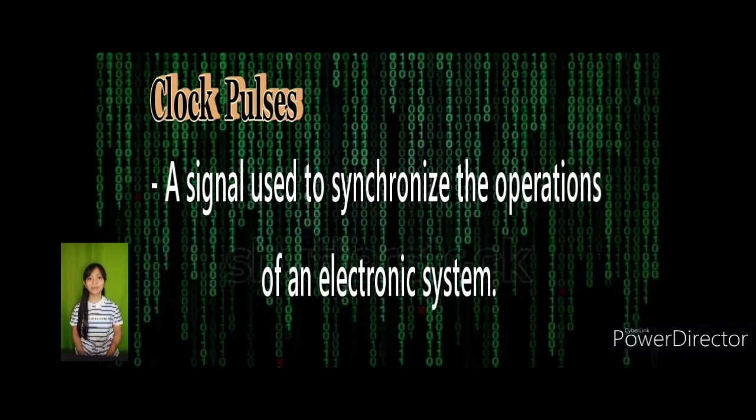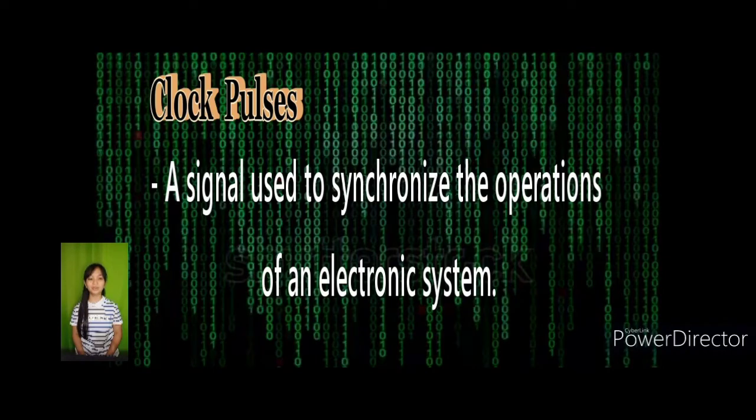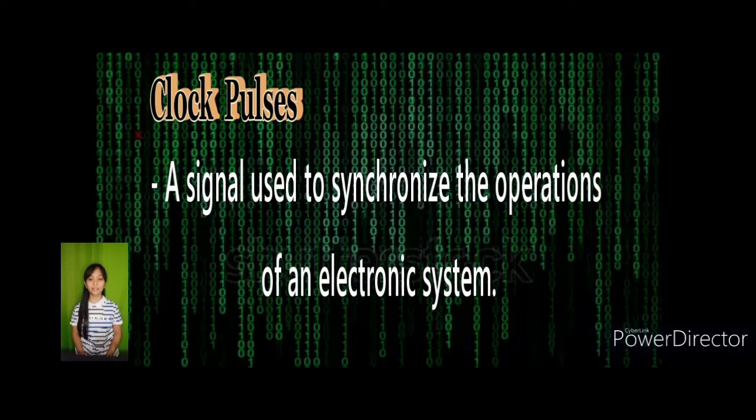So what are clock pulses? A clock pulse is a signal used to synchronize the operations of an electronic system.